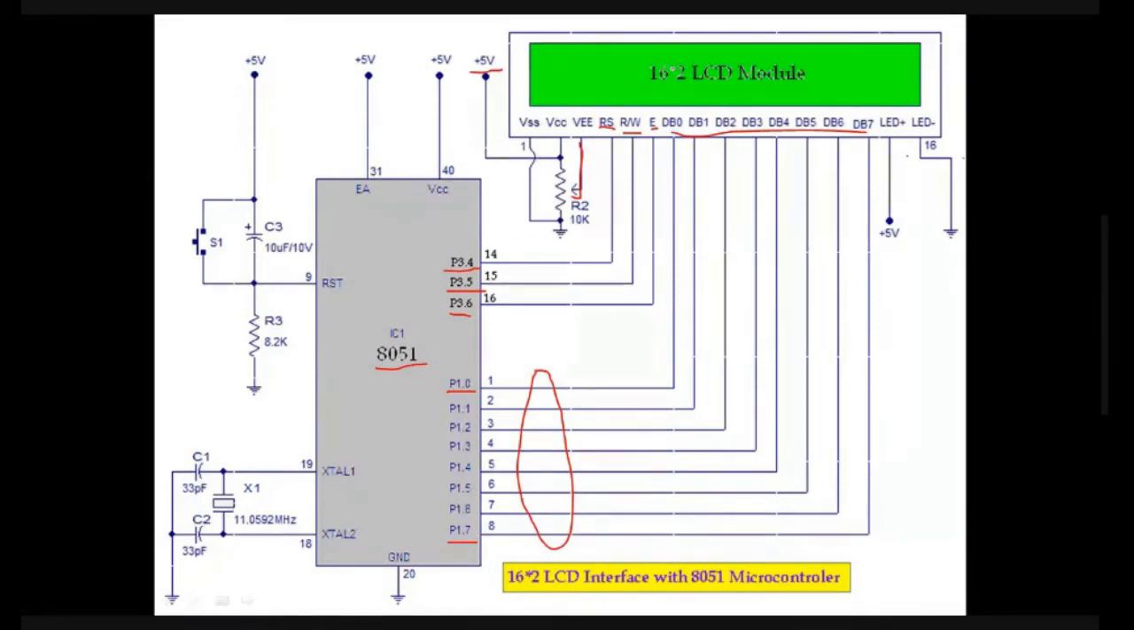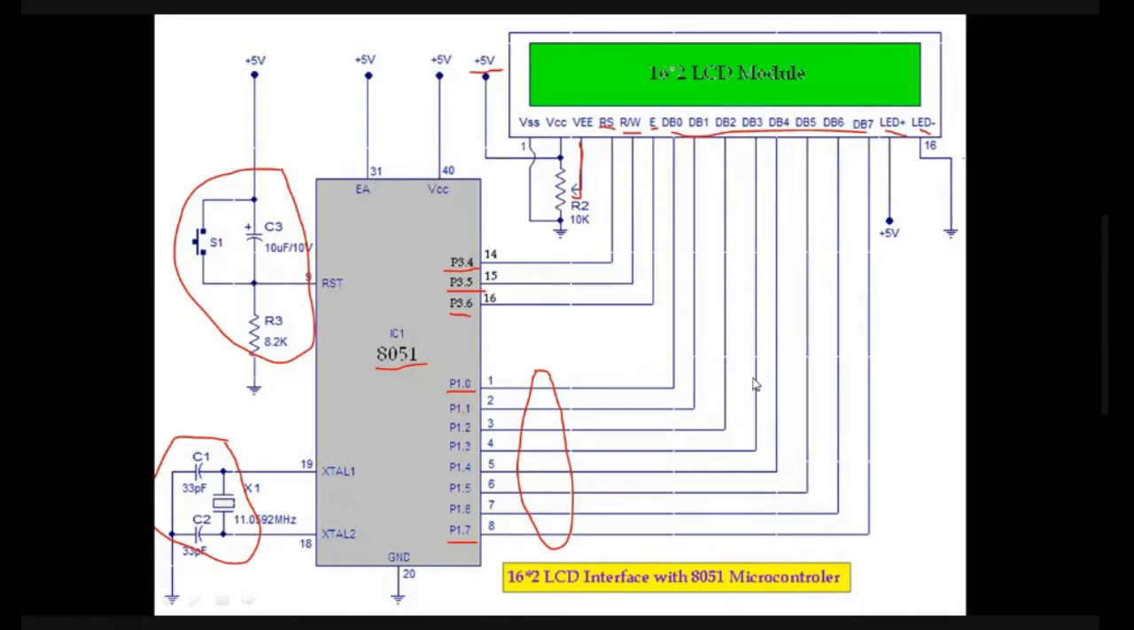Then this is the plus LCD, and this is with respect to ground, which is for the backlight of the LCD. This part is the crystal of the microcontroller, and this is the reset circuit for the 8051. Now we have to make the program for writing on the display.